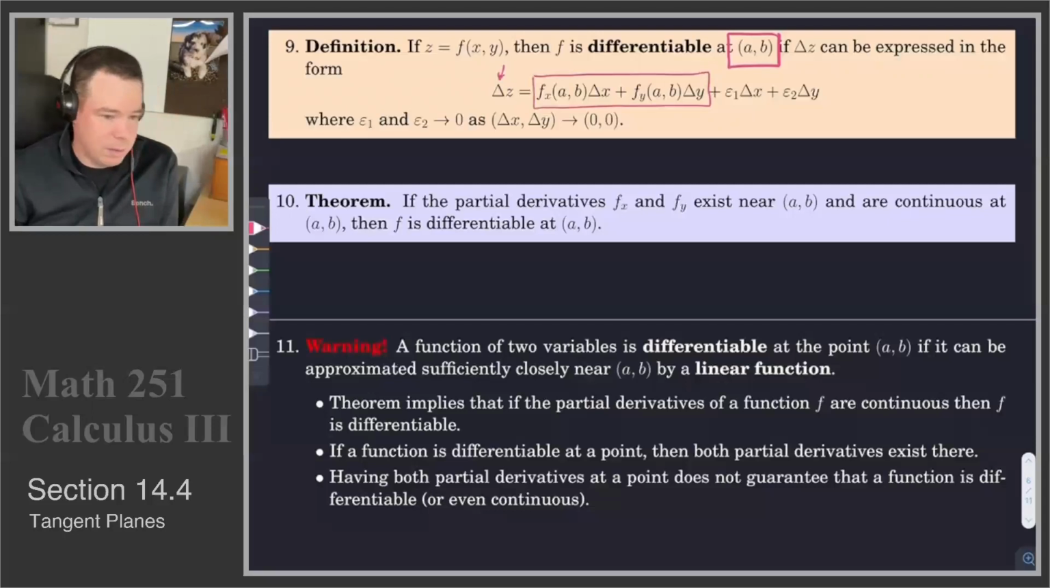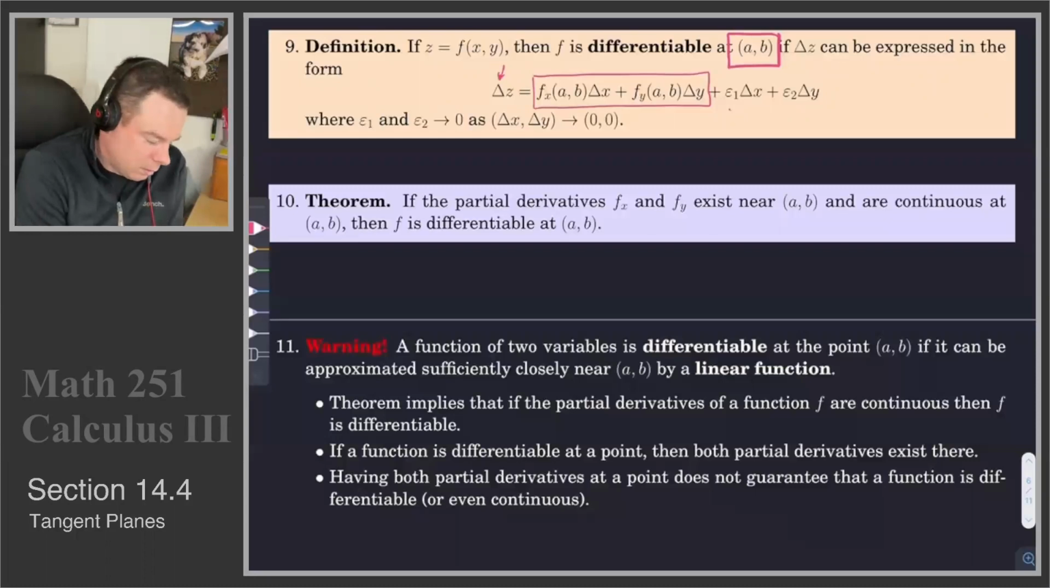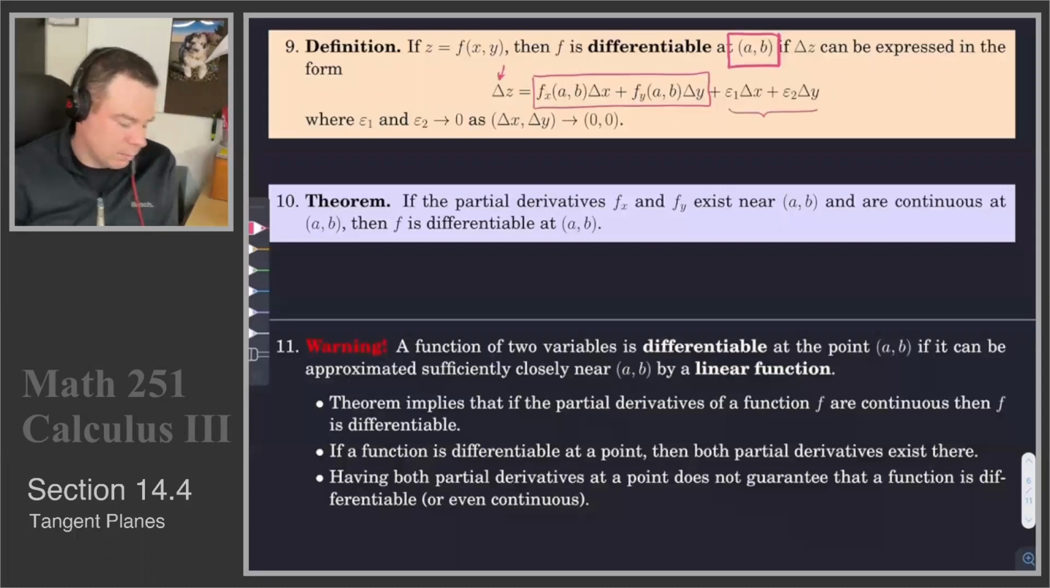So the value that it takes to get back on the surface really depends on the derivative in the x direction and how much you moved in the x direction, and the derivative in the y direction times how much you moved in the y direction. And then there's this little extra factor. And that's just because the tangent plane is an approximation to the surface at that point. So this first part in the red box is really just saying how much you have to move by in the x and y direction to get back onto the tangent plane.